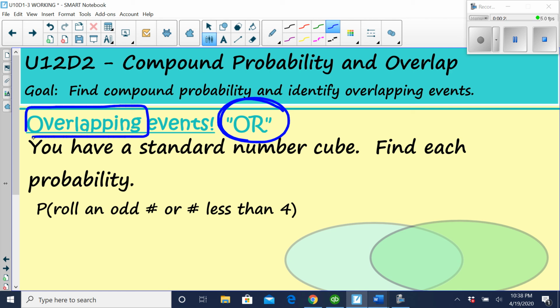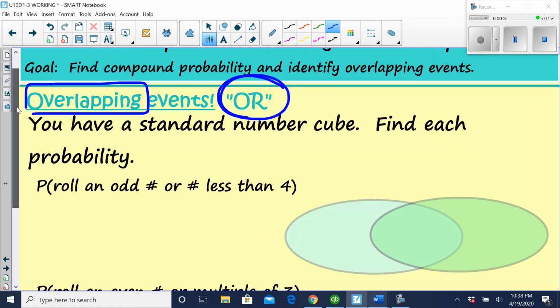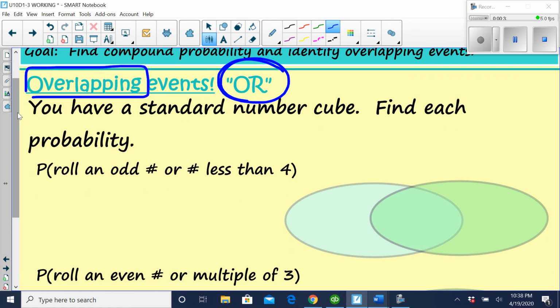So it says you have a standard number cube. Find each probability. So we're rolling a dice. The first one says the probability that we roll an odd number or a number that is less than 4. So what I would do here is write out my outcomes. Rolling an odd number, what odd numbers are on that dice? It would be a 1, a 3, or a 5. The other one says a number that is less than 4. So the numbers that are less than 4 would be a 1, a 2, and a 3.